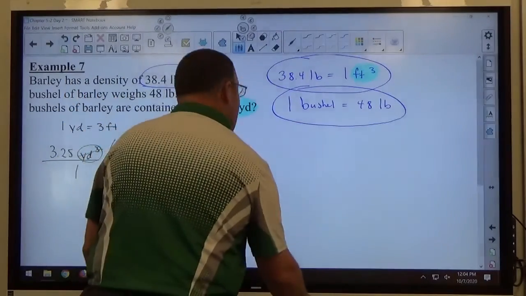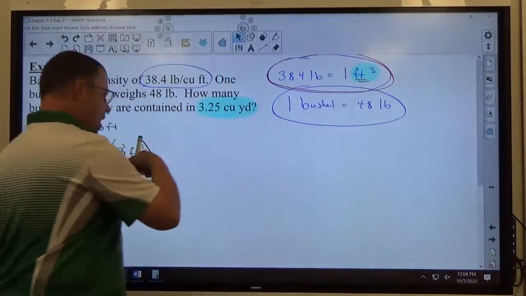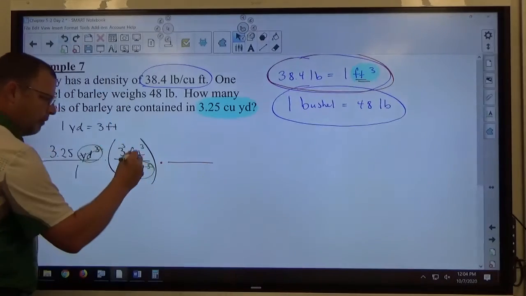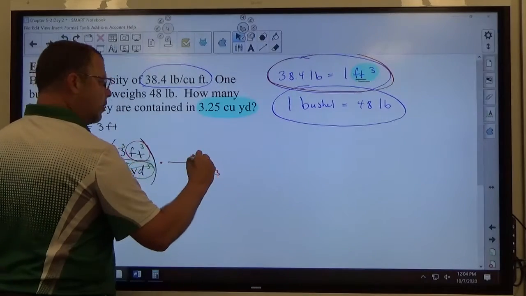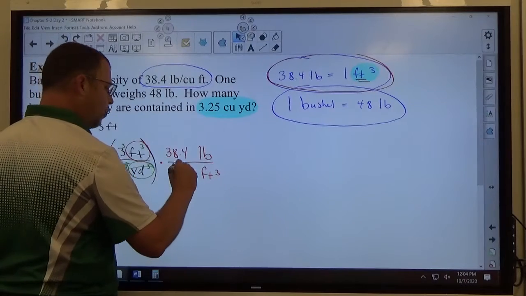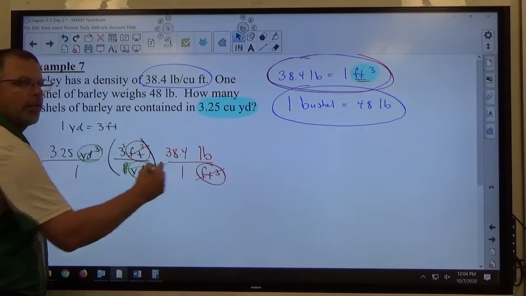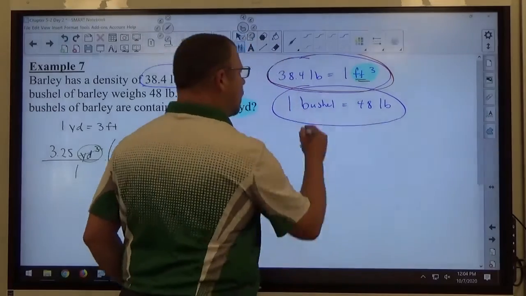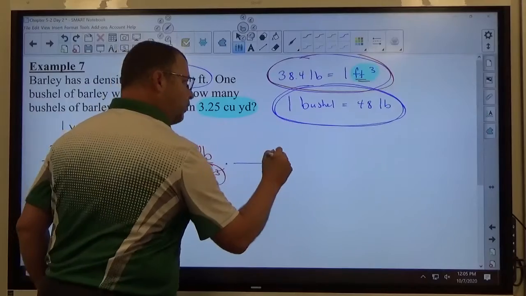So, I'm going to now use this fact, because I got my unit of cubic feet in my problem. I'm going to use that fact to change to pounds, and currently, cubic feet resides in the numerator, so I need cubic feet to reside in the denominator. I'm going to put pounds in the numerator, and 38.4 pounds goes with 1 cubic foot. The cubic foot on top and the cubic foot on bottom cancel. And now I'm in pounds. And finally, 1 bushel equals 48 pounds. I want to change from pounds to bushels. That will do it for me.